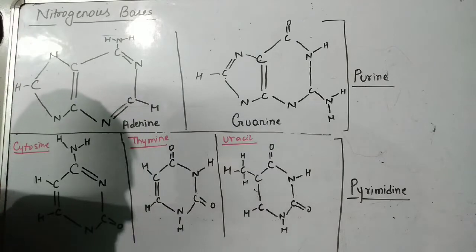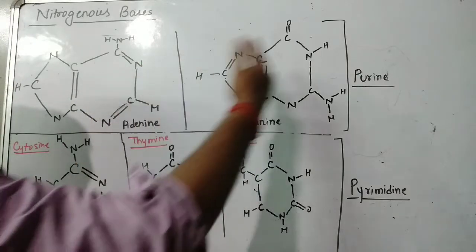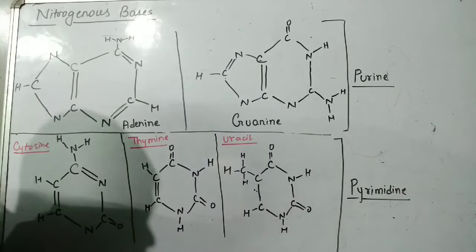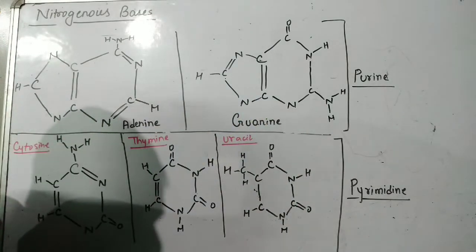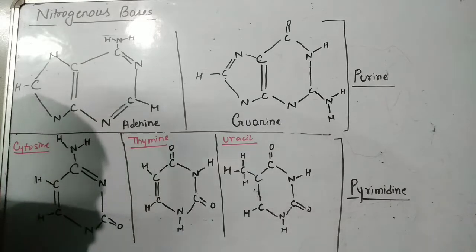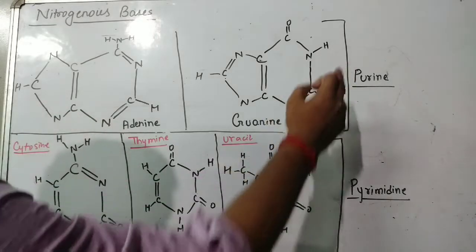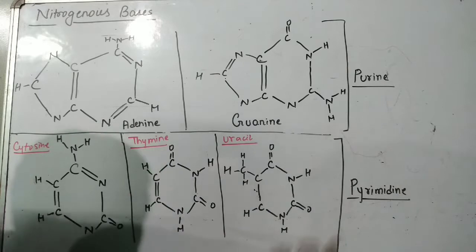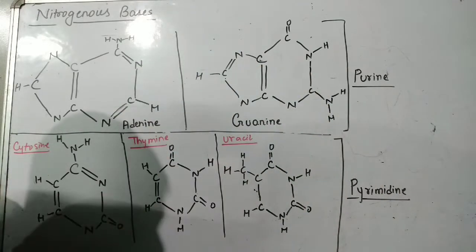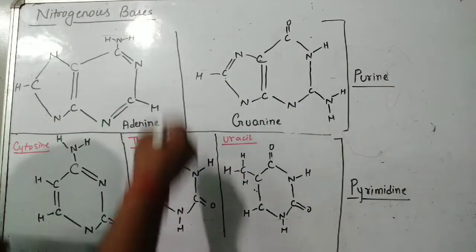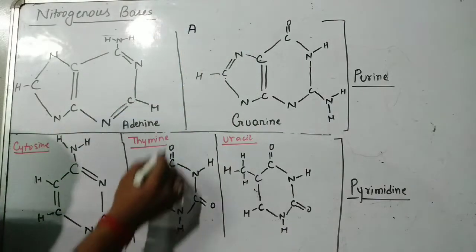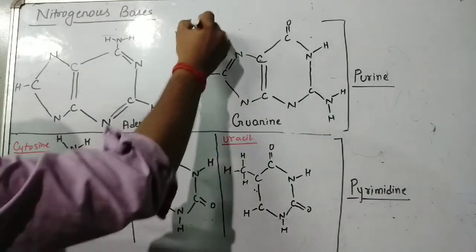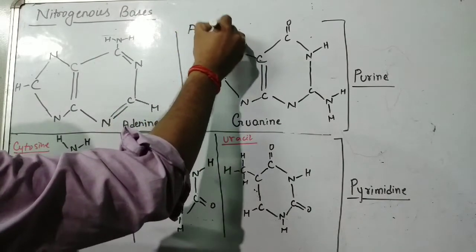So can you see a difference in the structure? In one place the DNA structure will be very broad, in another place very thin. It will not provide stability to the DNA. So to gain stability, a purine is going to combine with the pyrimidine and a pyrimidine is going to combine with the purine. In this case, adenine is going to combine with this thymine with a double bond.